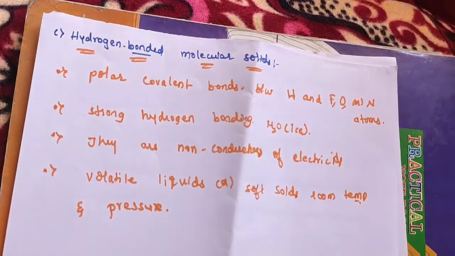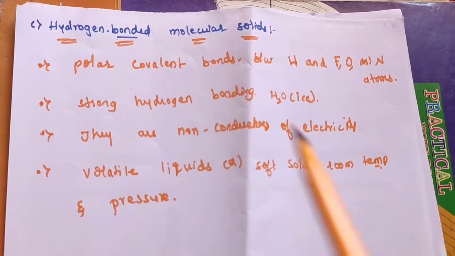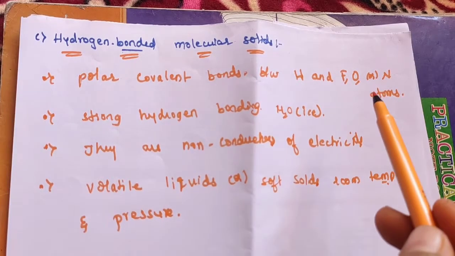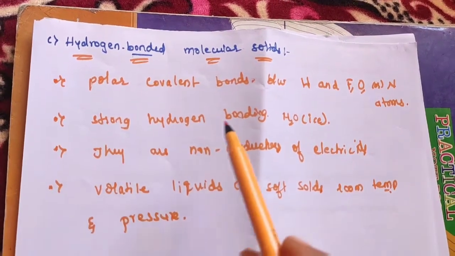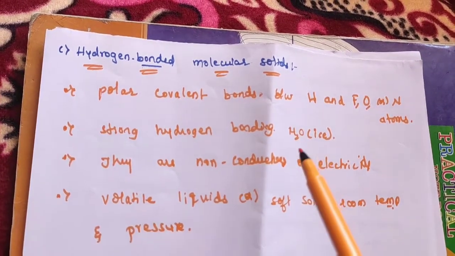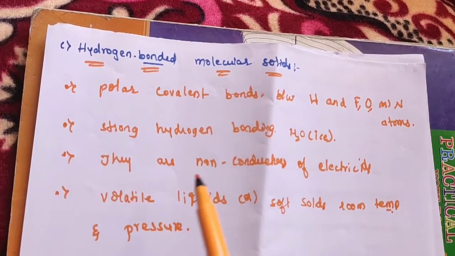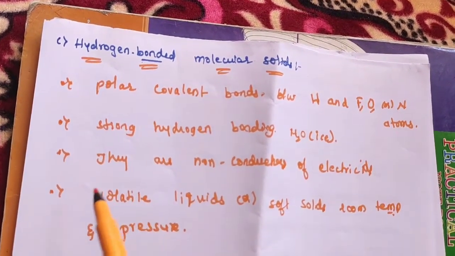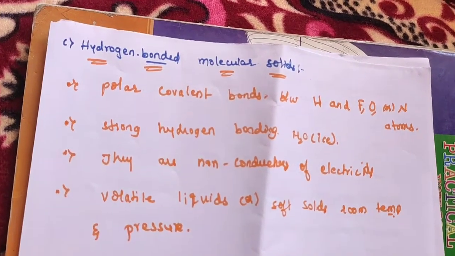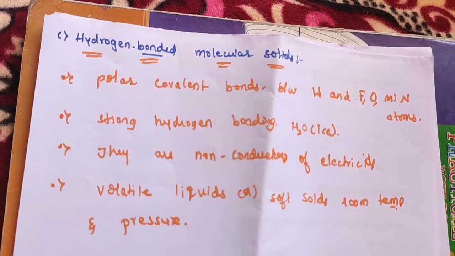So these are called the characteristics of hydrogen bonded molecular solids. These are associated with the polar covalent bonds between hydrogen and electronegative elements. They have strong hydrogen bonding, for example H2O in the formation of ice, meaning solid state. They are non-conductors of electricity. Usually they are volatile liquids or soft solids at room temperature and pressure. So these are the characteristics of hydrogen bonded molecular solids.